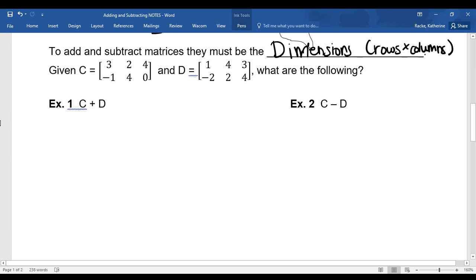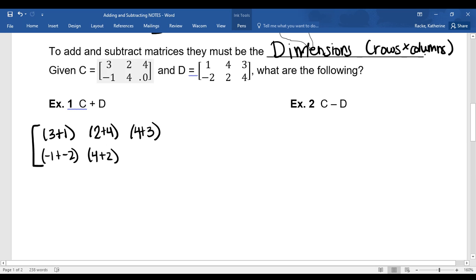So C plus D, what you're going to do is add all the ones that are in the same place. Where this 3 is, that would be our first one, plus 1 in our D matrix. Then first row, second column, 2 plus 4. First row, third column, 4 plus 3. And then second row, first column, -1 plus -2. Second row, second column, 4 plus 2. Second row, third column, 0 plus 4. So what you're doing is just adding the ones in the same spot.